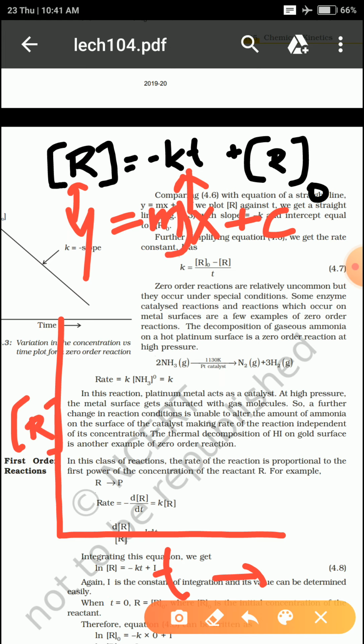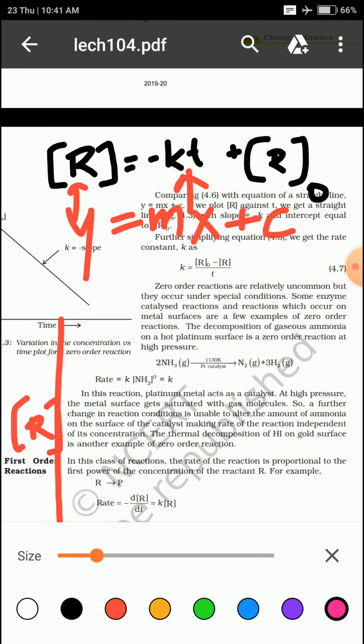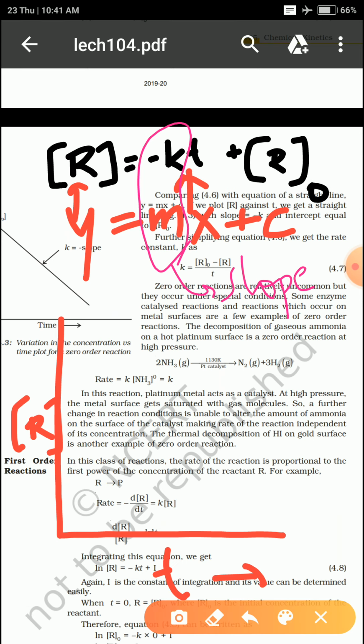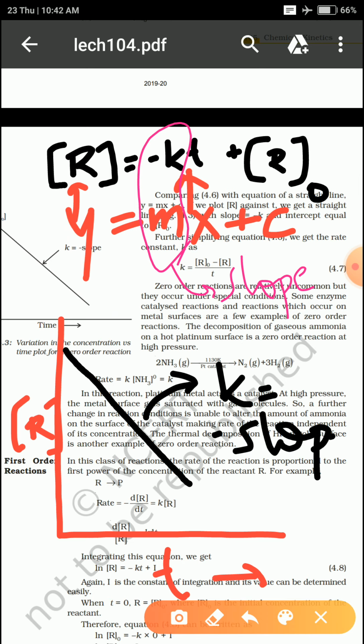Then what will this m be? This m will actually be the slope, right? But what kind of slope? It is minus k, so it will be a negative slope. How do we draw a negative slope? Is this the way of drawing a negative slope? No, that is a positive slope. This will be the negative slope, right? This is actually k, which is a negative slope.